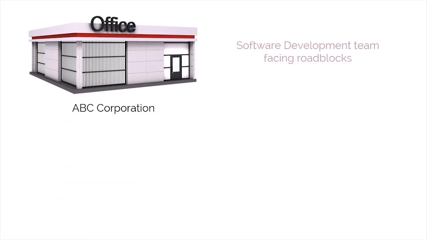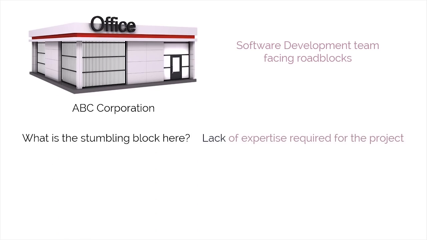This is ABC Corporation. The software development team at ABC is facing roadblocks lately. Why? Well, it seems that they are unable to live up to the set standards of a project in terms of quality. What is the stumbling block here? Lack of expertise required for the project. It, in turn, leads to delay. So this is where the Scrum Master is going to pitch in. How is he or she going to do that?